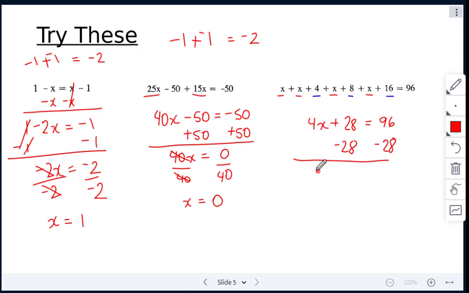So we're going to subtract 28 on both sides. Okay, so we have 96 minus 28, which gives me 68. And last step is to divide by 4. And that gives me 17. So x is equal to 17.